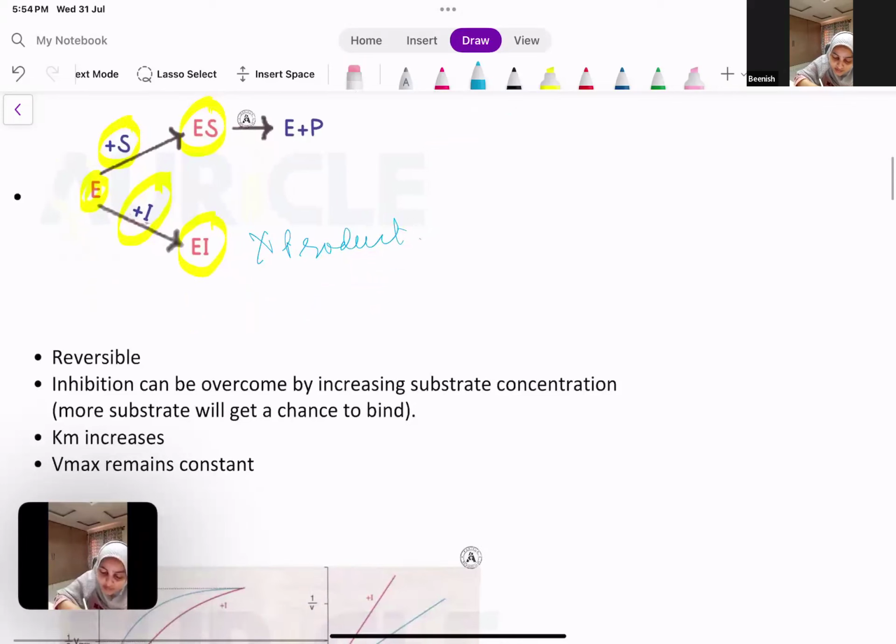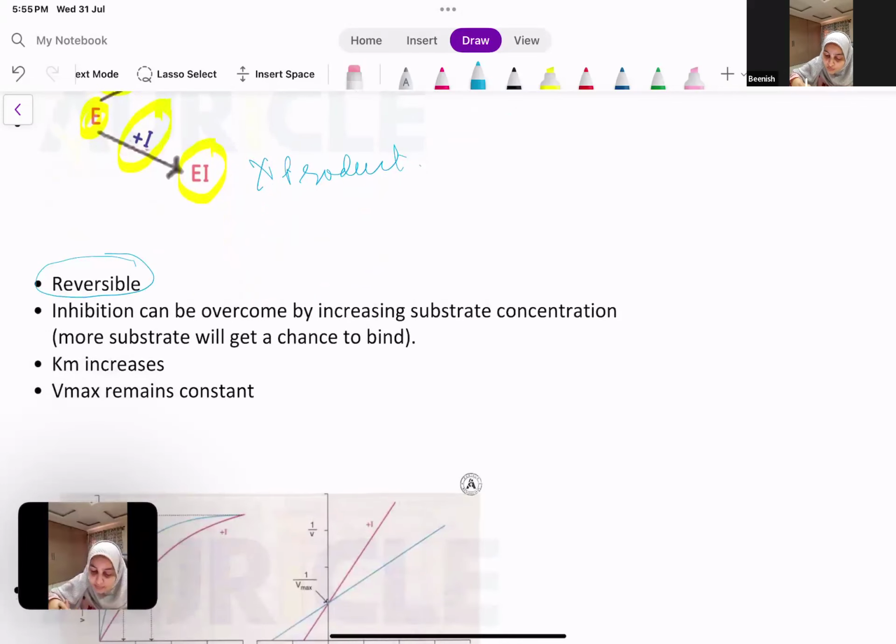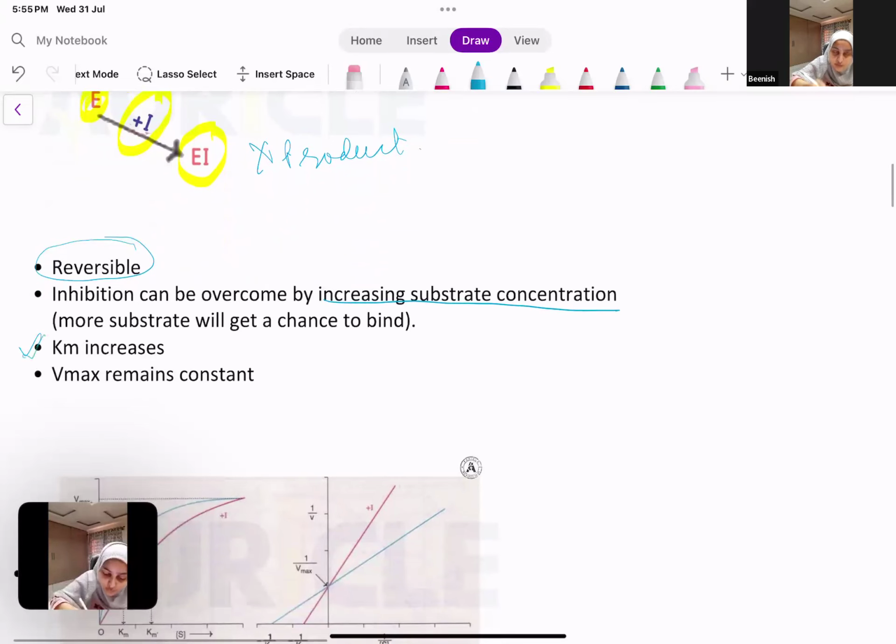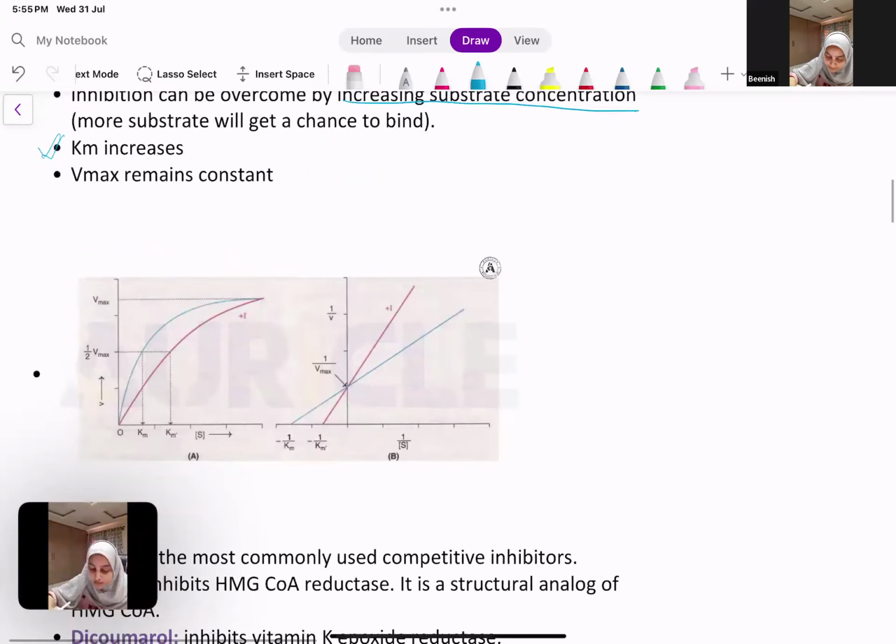But this is an example of reversible inhibition. Inhibition can be overcome by increasing the substrate concentration. So if you increase the substrate concentration, more substrate will get a chance to bind to the enzyme and this inhibition can be overcome. So your Km is going to increase because you're increasing the substrate concentration, but Vmax is going to remain constant.